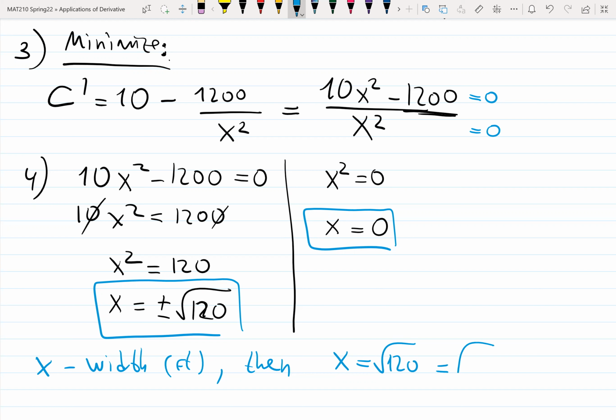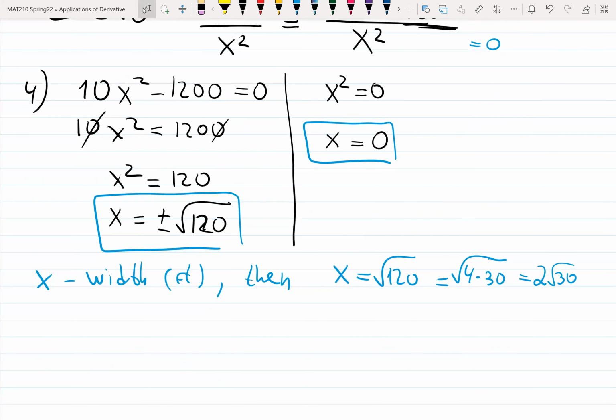which, by the way, is a simpler number, right? It is 4 times 30. 2 square root of 30. And 30 is what? 3 times 10, 5 times 6. No, I think that's the best. But it doesn't really matter. So this is the only option we have.